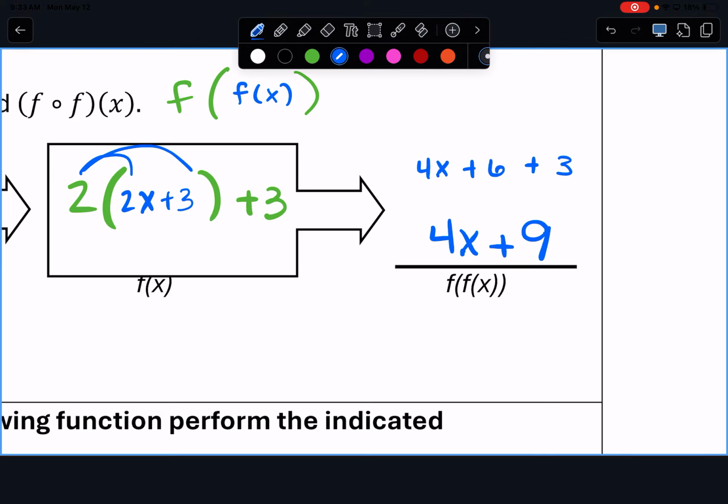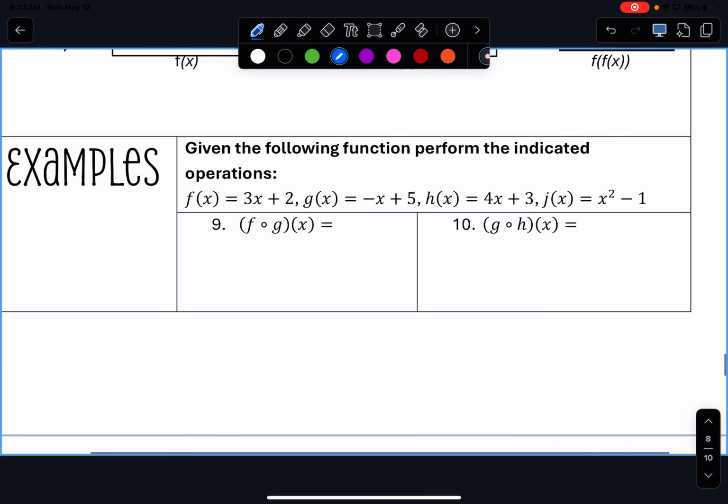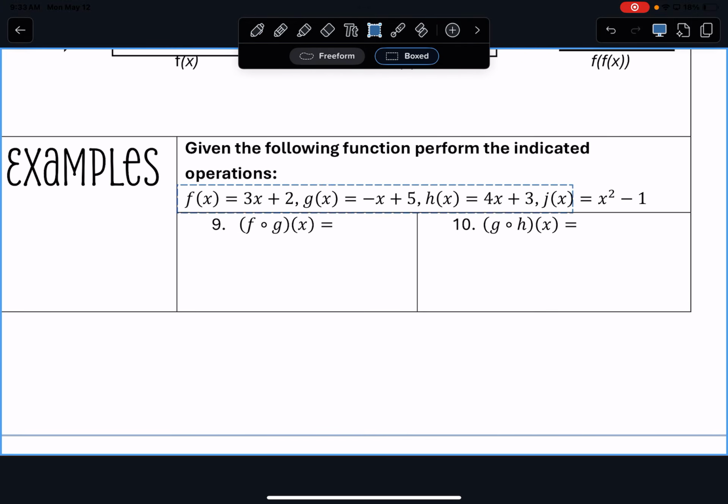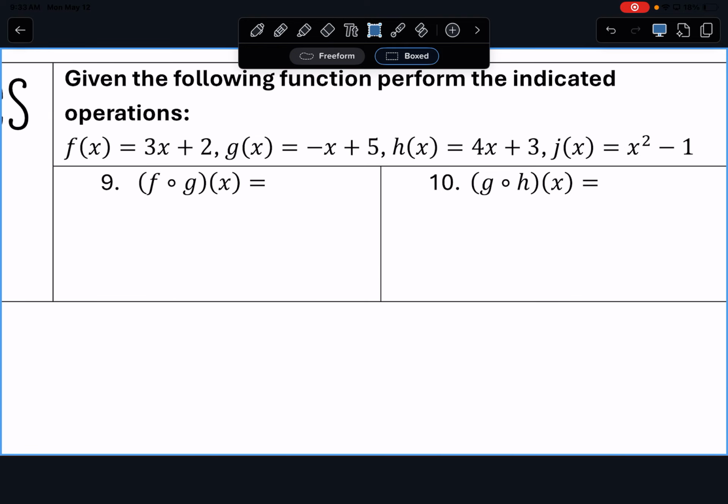Yes? Now, we are going to look down here, and we are going to use these functions to do all of the problems in this section. For this first one, we have f of g of x. I'm going to start with f. What is f? 3x plus 2. So we have 3x plus 2. Now, instead of x, what do I put here? What is my g? What am I putting in place of x?